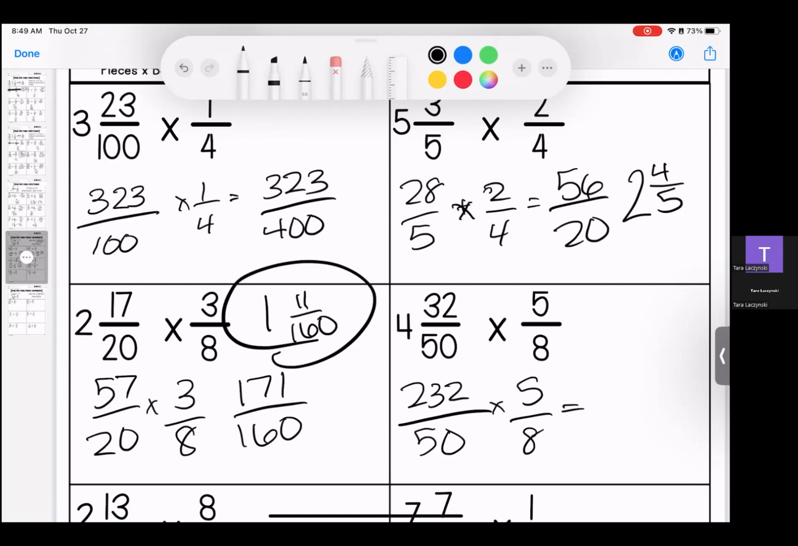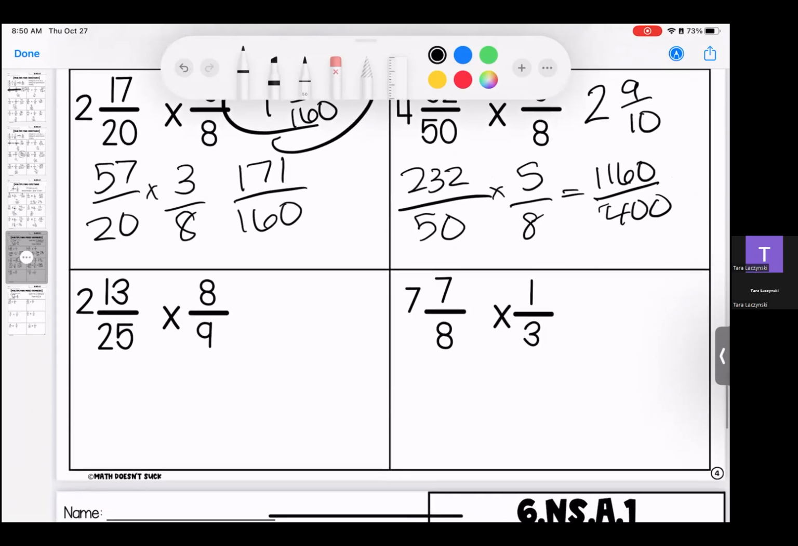This one took a little extra work, right? This one was not cute. 232 times 5 is 1,160. 50 times 8 gives you 400. So we see that we're top heavy and we need to simplify. I can pull out 2. And that would leave me with, I'm taking out 800. That would leave me with 360 over 450, or I'm sorry, over 400. And that's going to simplify down to 9 over 10. So 2 and 9 over 10.